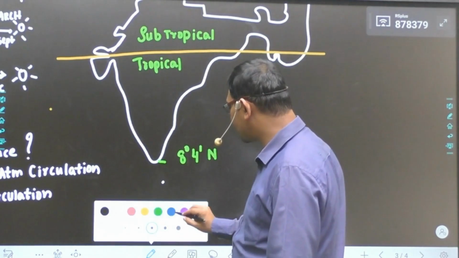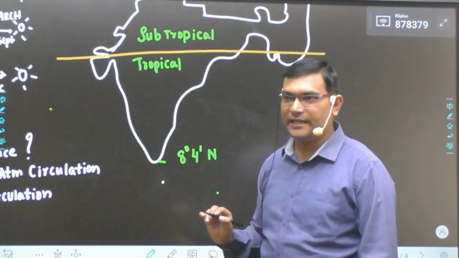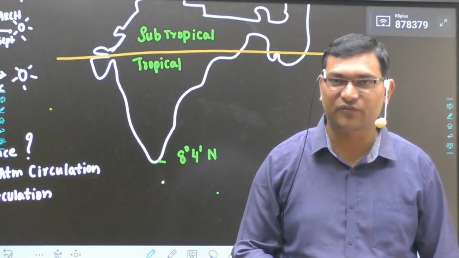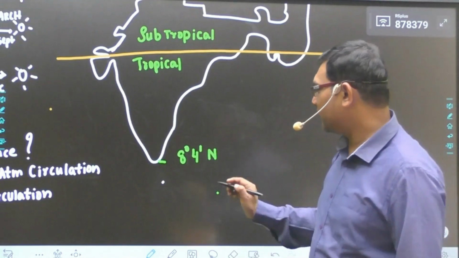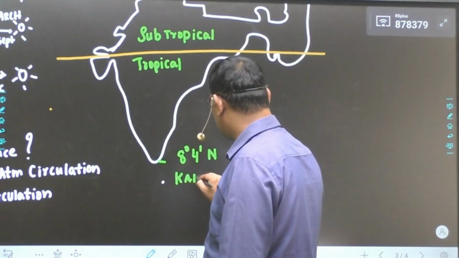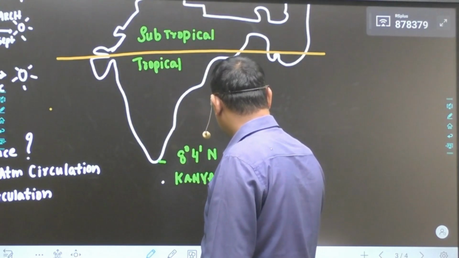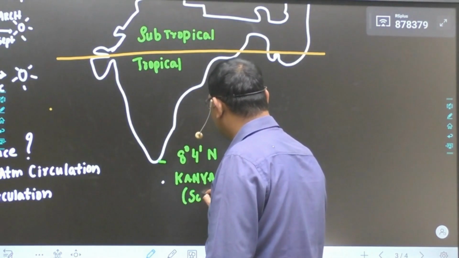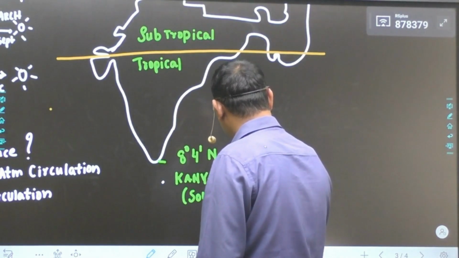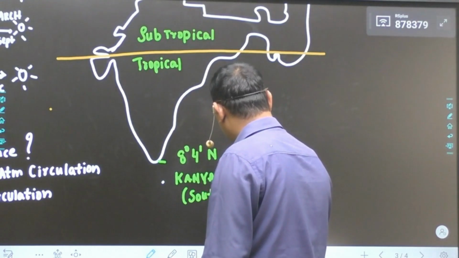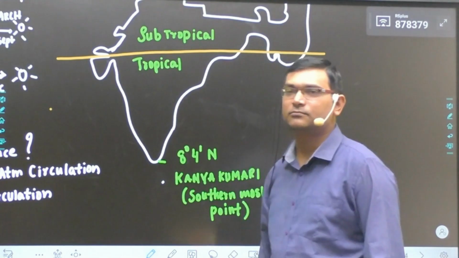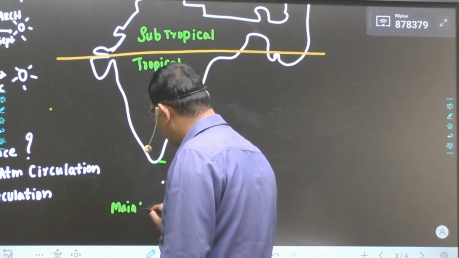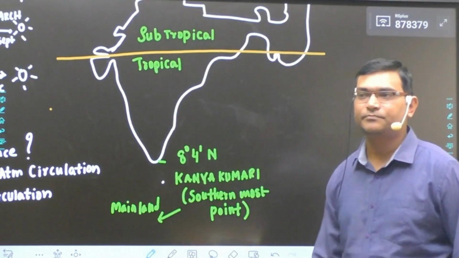India's southern latitude is 8 degrees 4 minutes. But do you think that 8 degrees is India's southernmost point? No, not at all. Which is the southernmost point of India? We say Kanyakumari. Yes or no? Kanyakumari is the southernmost point on the mainland of India. This is related with the mainland of India. Am I right? Yes or no?